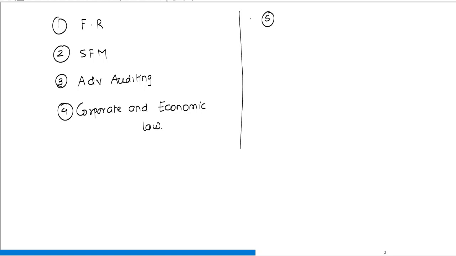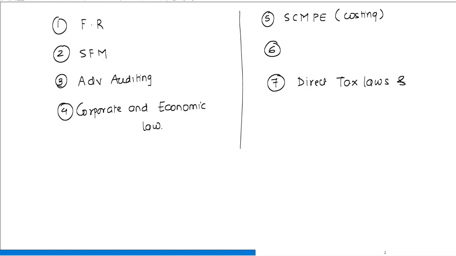Then in group 2, the first paper, paper number 5, is strategic cost management and performance evaluation, SCMPE, probably commonly known as costing, but it is actually not costing. Because along with costing there is also a management part and a performance evaluation part, so you cannot just call it costing. I am not talking about paper number 6 right now. Paper number 7 is direct tax laws and international taxation. And paper number 8 is indirect tax.